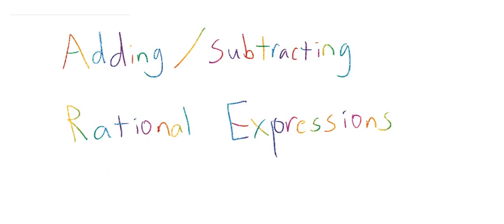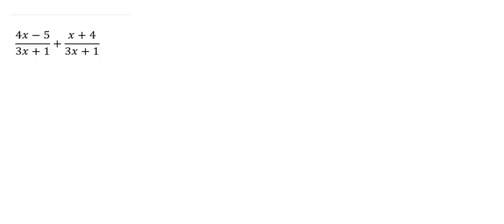We talked about what a rational expression is. We talked about multiplying, dividing, and the natural next step, adding and subtracting. The rules for adding and subtracting are the same as the rules for fractions: if I'm adding or subtracting, I need a common denominator.